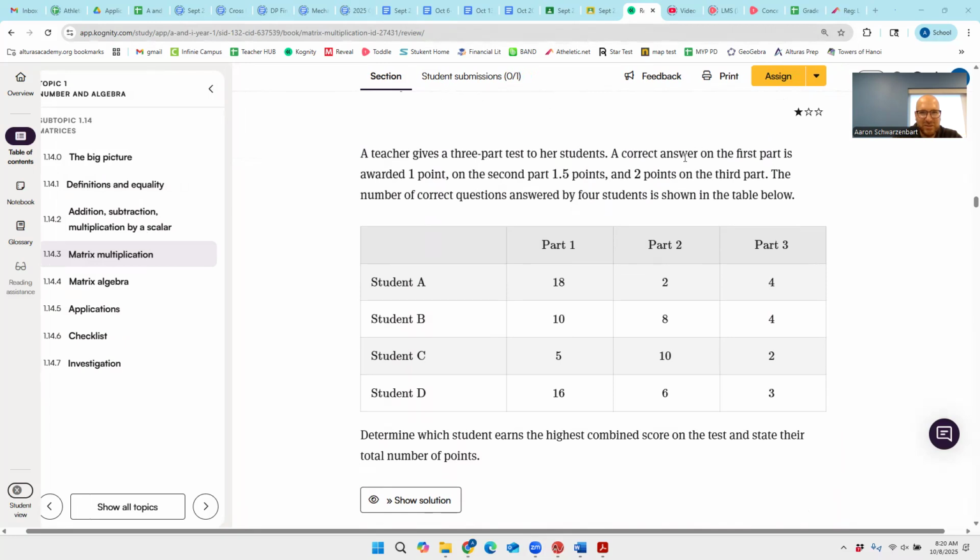The correct answer on the first part is awarded 1 point, second part 1.5, and 2 points for the third part. The number of correct questions answered by 4 students is shown in the table below. Determine which student earned the highest combined score on their state test. Now you can just do 18 plus 3 plus 8. I can do it this way, or it could be done more efficiently with matrix multiplication.